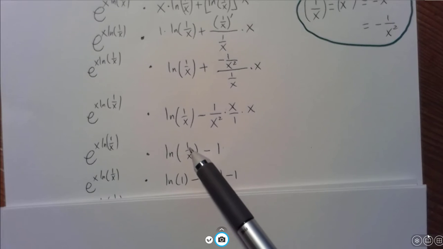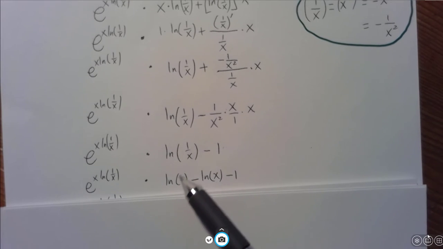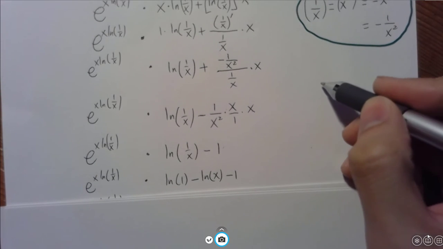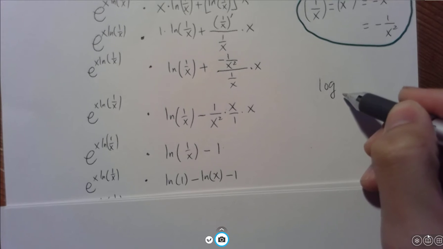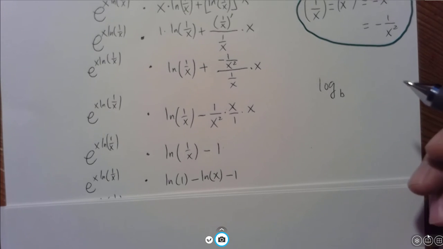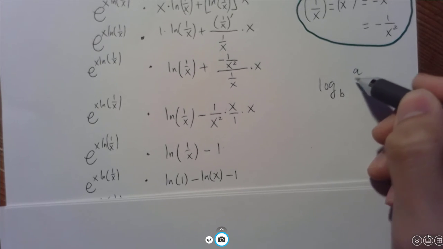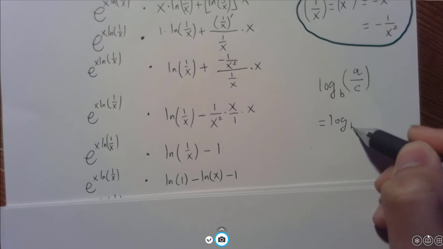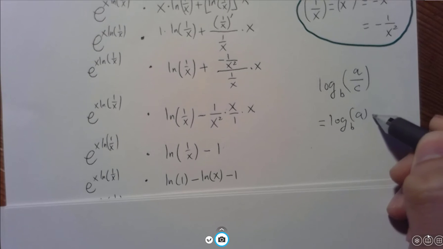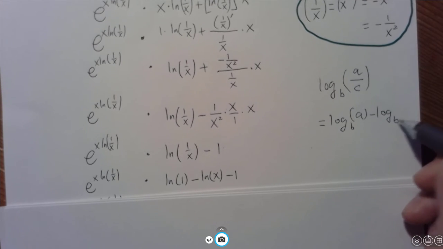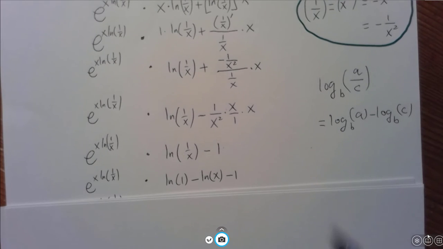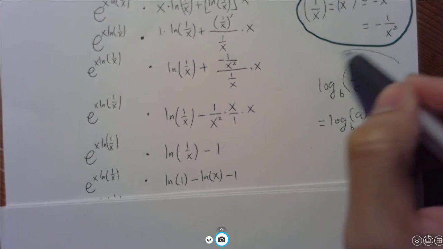The ln of 1 over x is equal to ln of 1 subtract the ln of x. This is the property for the log function. The log base b of a over c is equal to the log base b of a subtract the log base b of c. The division turns into the subtraction. This is the property of the logs.